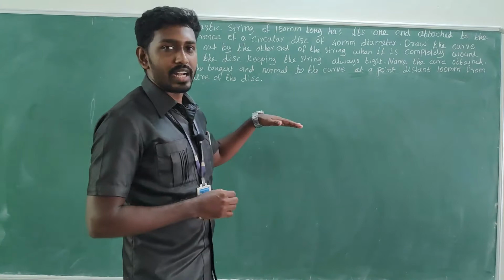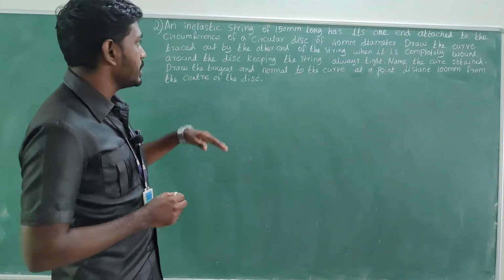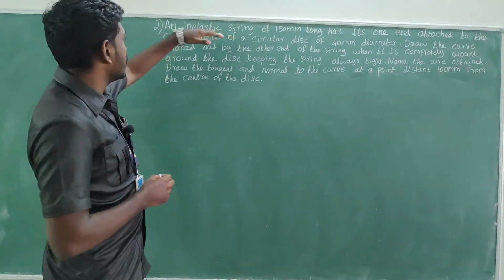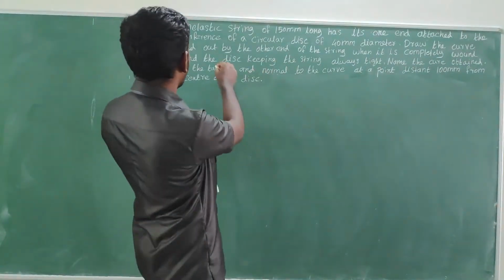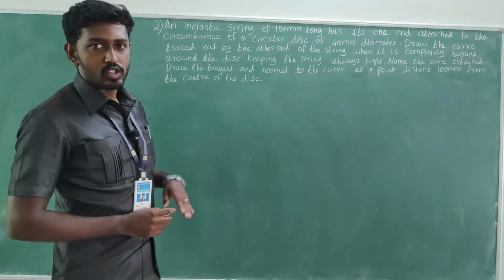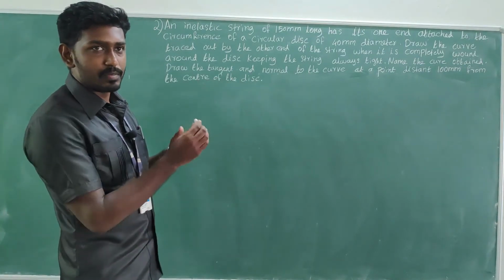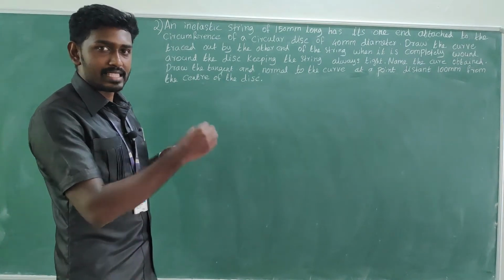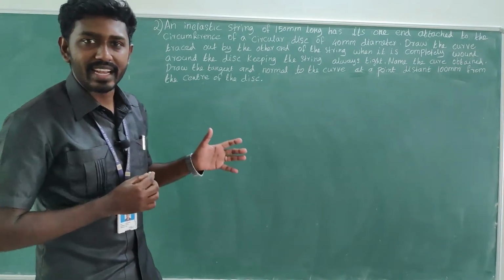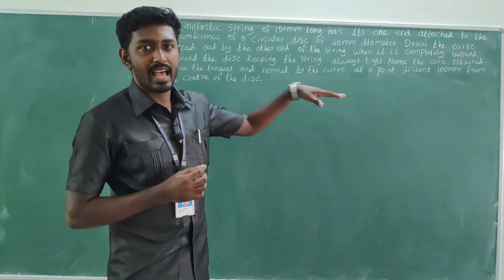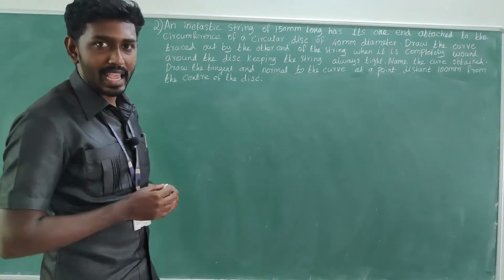First, try to identify the curve. This is very easy. Since it is mentioned that an inelastic string is wound around a disc, the concept is that the string is wound around the disc. From this we can conclude the given curve is an involute, so we are going to draw the involute curve.